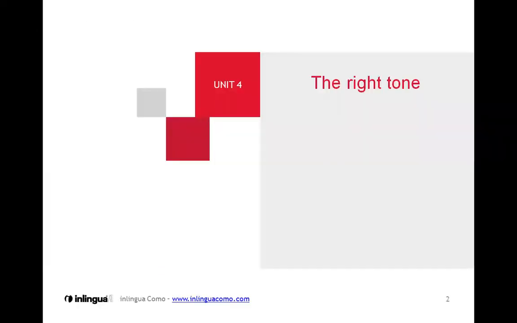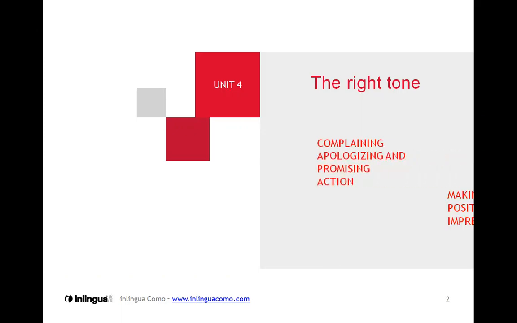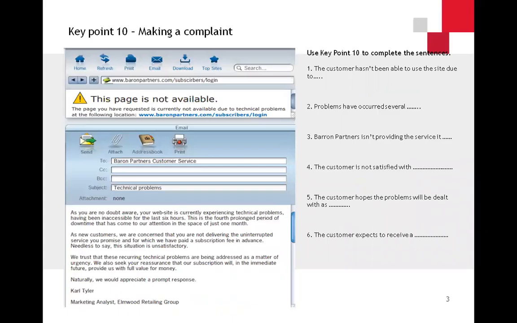The aspect that we are going to concentrate on today is how to find the right tone for these delicate emails. The types of email we are going to look at include complaining, apologizing and promising action, and making a positive impression. Let's look at key point 10, making a complaint.